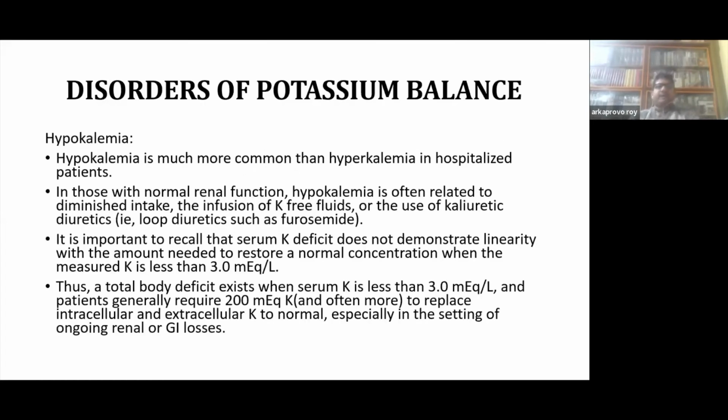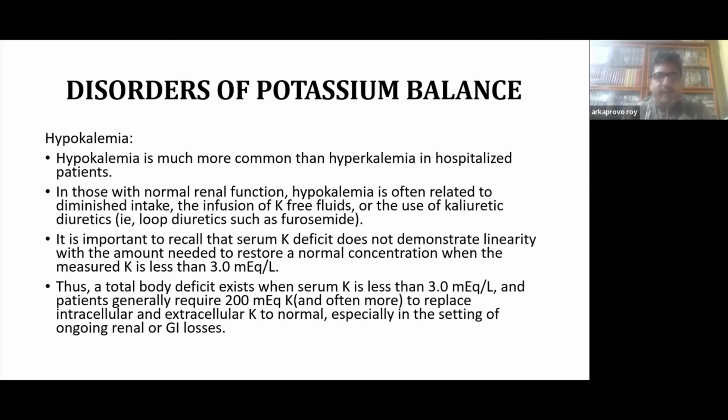Next comes a very important thing, disorders of potassium balance. These are very important and very common ones. So first of all, it is hypokalemia. Hypokalemia is much more common than hyperkalemia in hospitalized patients. In those with normal renal function, hypokalemia is often related to diminished intake, the infusion of potassium-free fluids, or the use of kaliuretic diuretics, that is loop diuretics such as furosemide.